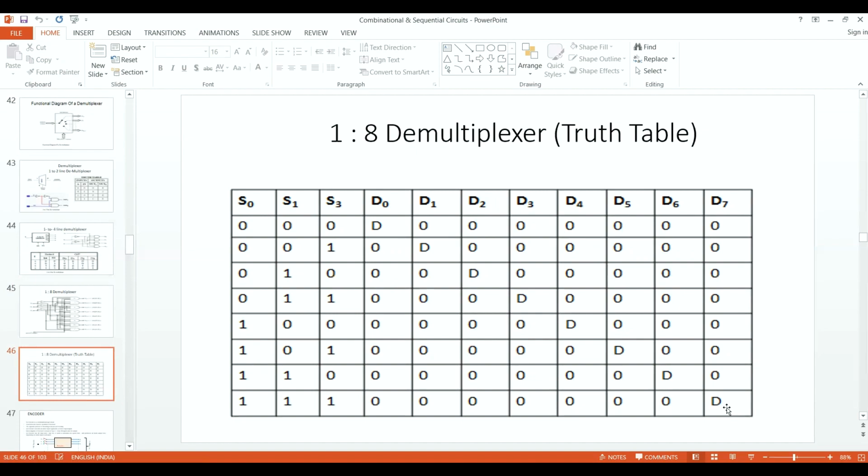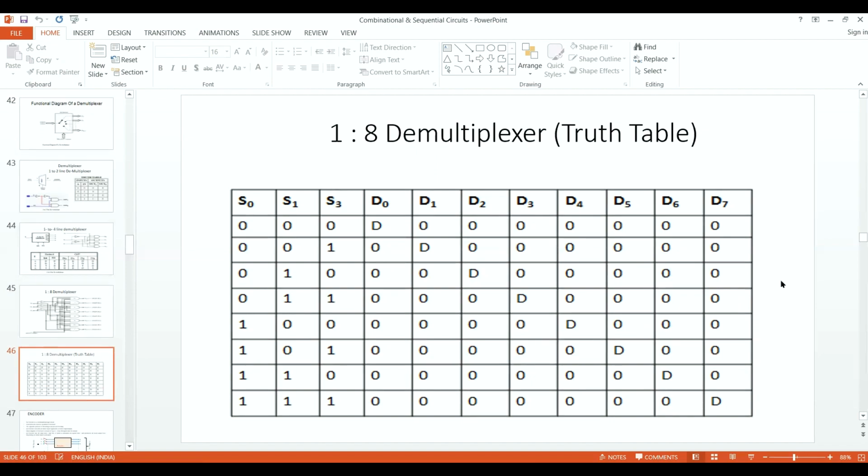I hope this is clear. And if you see over there in these select lines, S0, S1, S2, it is written as S3, is it S2? You could write S3 also, not a problem, but keep a pattern: S0, S1, and S2.